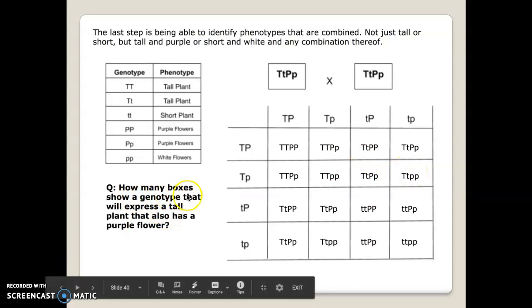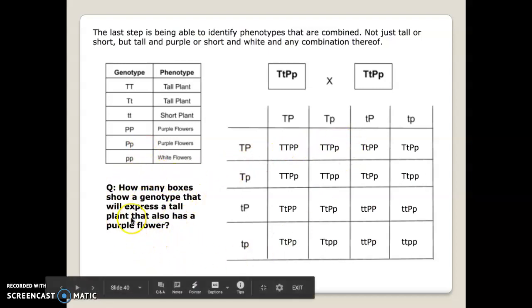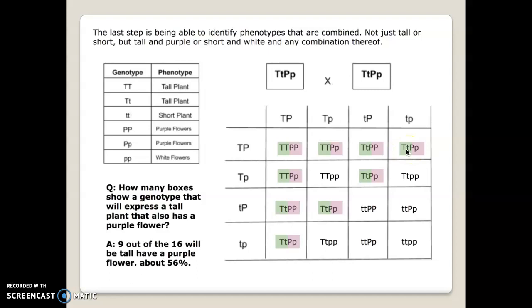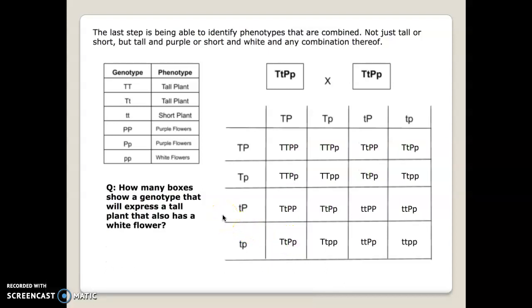So this question says, how many boxes show a genotype that will express a tall plant that also has purple flowers? Well, I know tall is dominant, so anything with a capital T, and purple flowers. Purple is also dominant, so anything with a capital P is going to be what I'm looking at. So when I get this question, how many of the boxes or how many genotypes show a purple plant that's tall, I'm going to look for big T's and big P's, and I'm going to count every box that has a capital T and a capital P. So once I do that, I realize that 9 out of the 16 will be tall and purple.